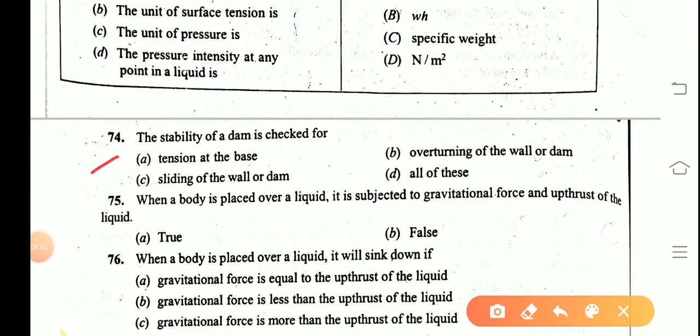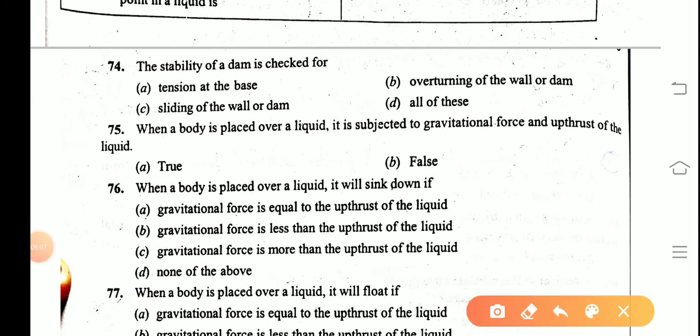क्वेश्चन नंबर 74. The stability of a dam is checked for all of these, means tension at the base, overturning of the wall or dam, sliding of the wall or dam. So all of this will be the correct answer. Now next, when a body is placed over a liquid, it is subjected to gravitational force and upthrust of the liquid. So the correct answer is true.